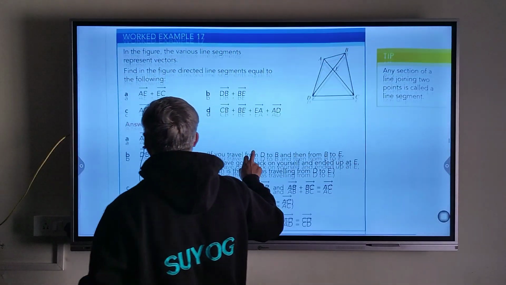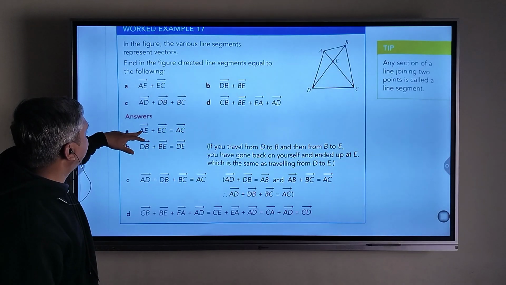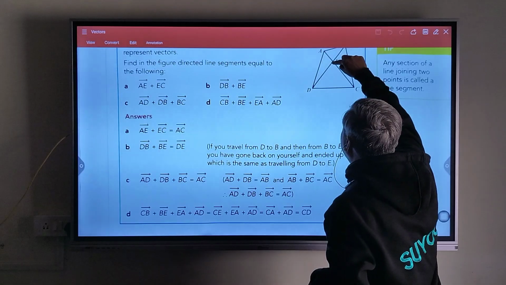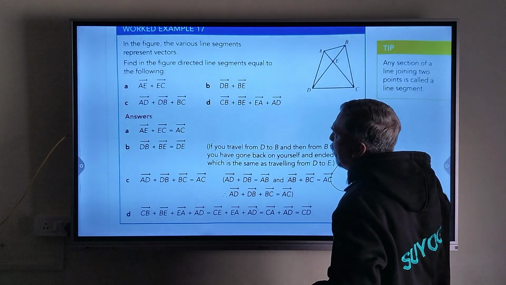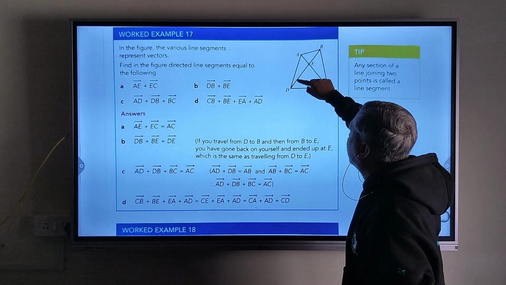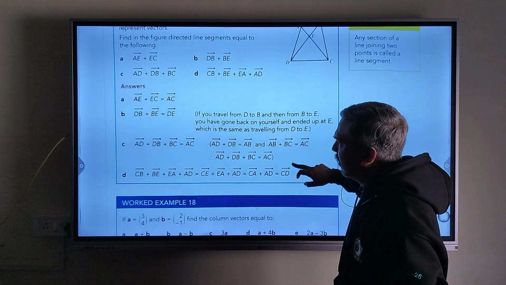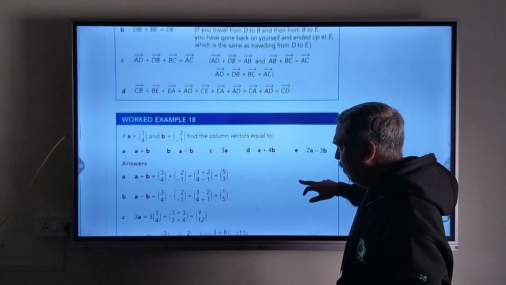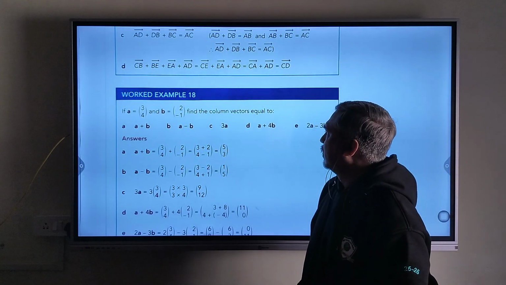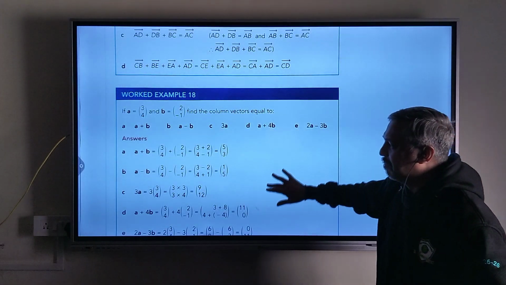Simple examples to solve. We are given the vectors, and we are asked to check AE bar plus EC bar is equal to AC bar, DB bar plus DE bar is DE bar, and so on. Vector A and vector B are given as column vectors, and we have to find A plus B, A minus B, 3A. Very simple, we can do that.